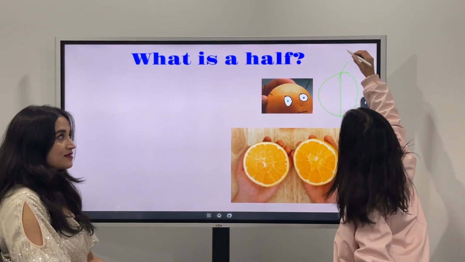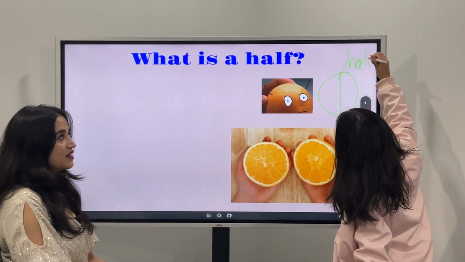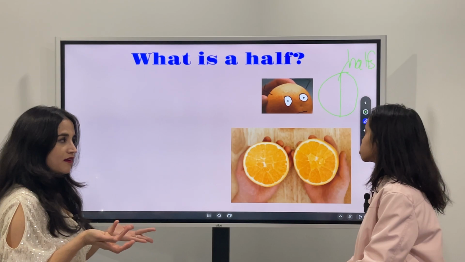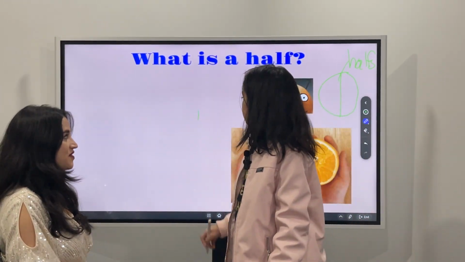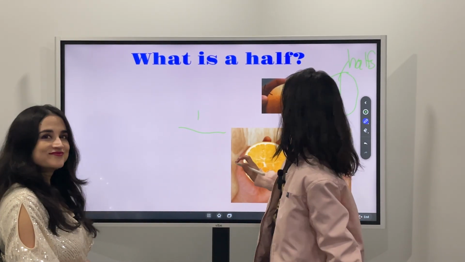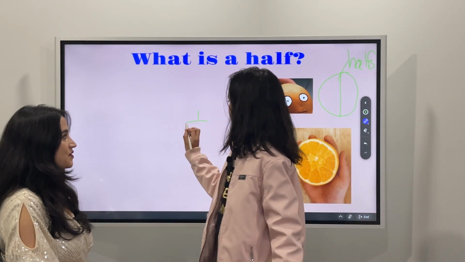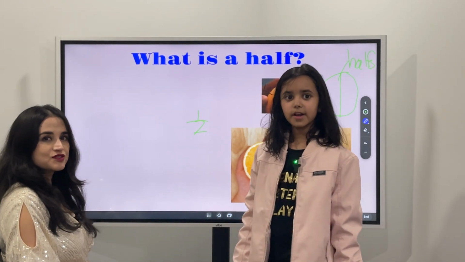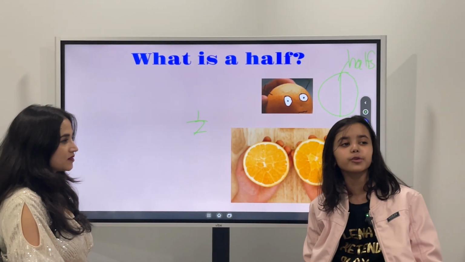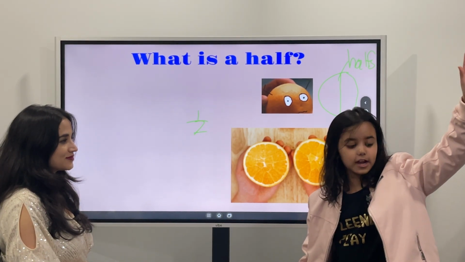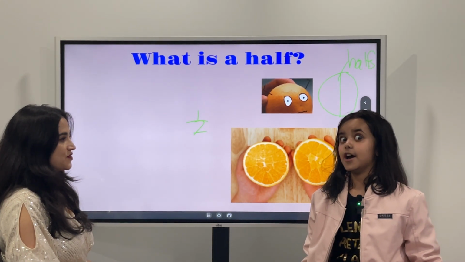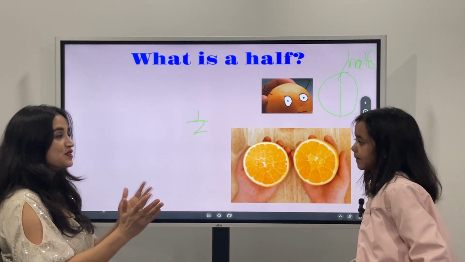Then it's 50. So how do you write half? How do you write half in fraction? 1 is to 2. One half. When it says 1, 2, don't say it's half orange. If you're in grade 2 and you say 1, 2, that's wrong. It's halves. So 50-50, half is also a fraction.